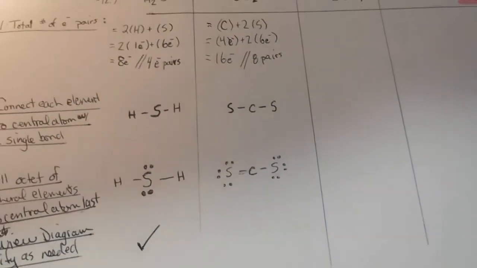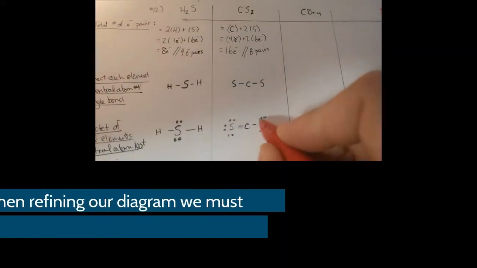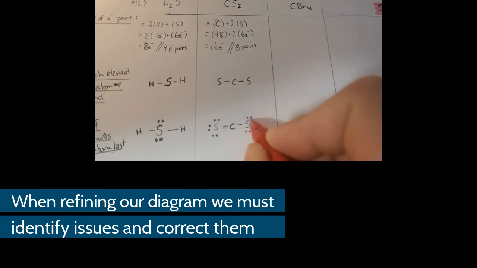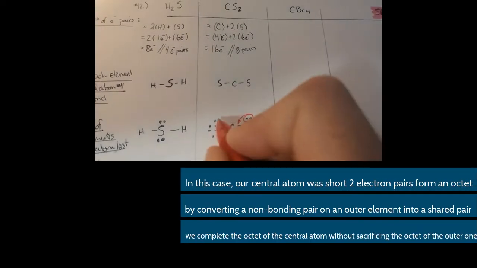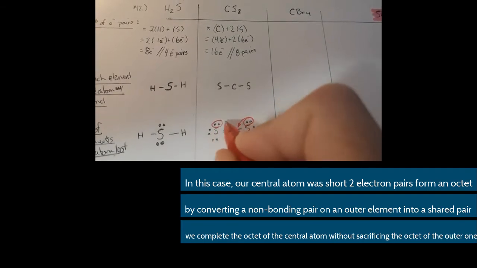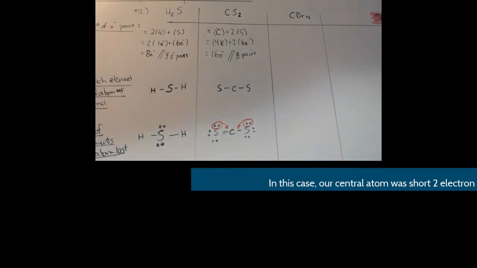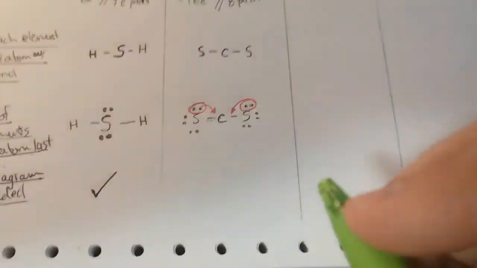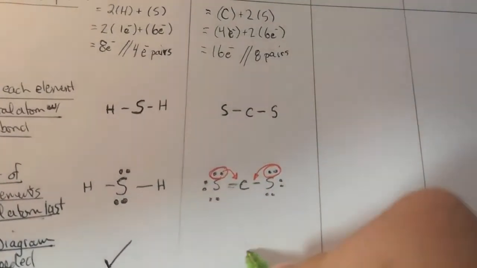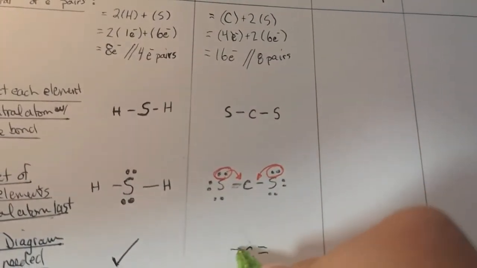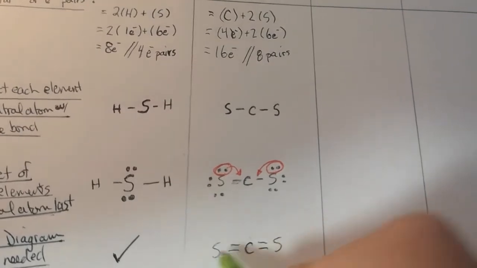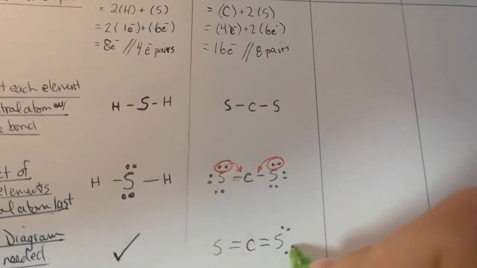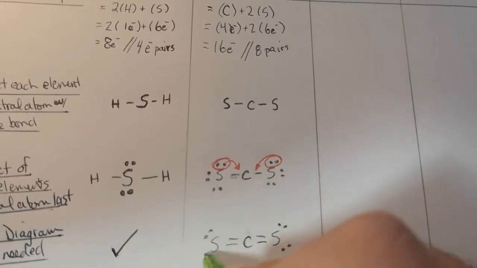So, when reviewing our diagram as needed, we need to identify that one of these non-bonding pairs on the peripheral atom needs to become a pi bond. Another one of these non-bonding pairs would also need to become a pi bond. By converting these non-bonding pairs into shared pairs, we create double bonds between the carbons and the sulfurs.